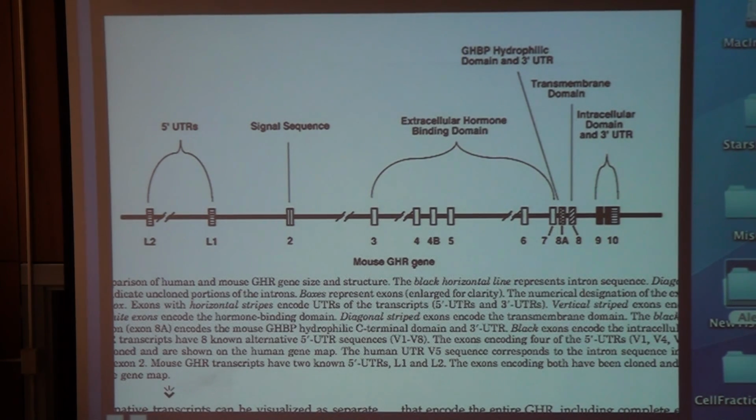Any questions on alternative splicing? Okay, so maybe if I just summarize alternative splicing in a slightly different way, I'd say alternative splicing allows for more than one protein to be made from the same gene.